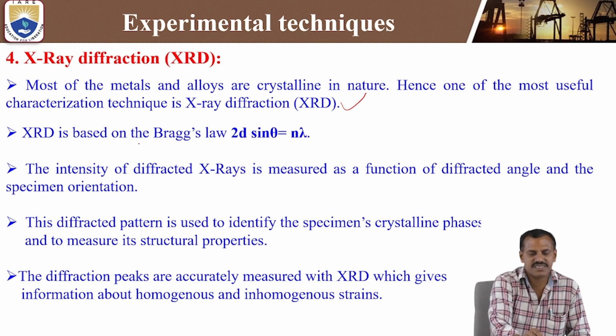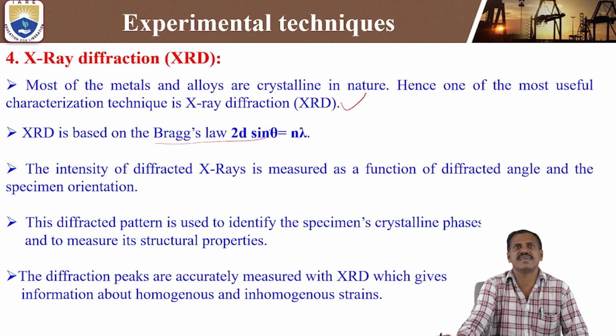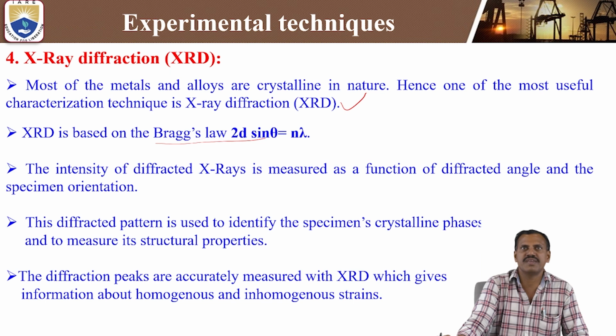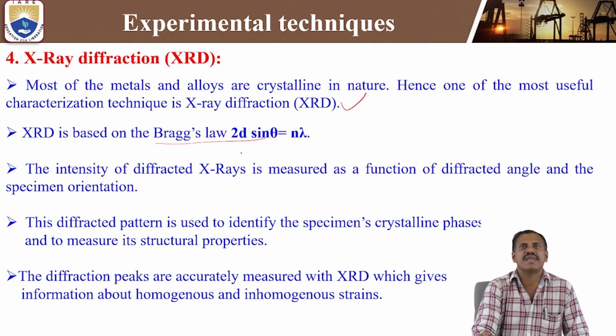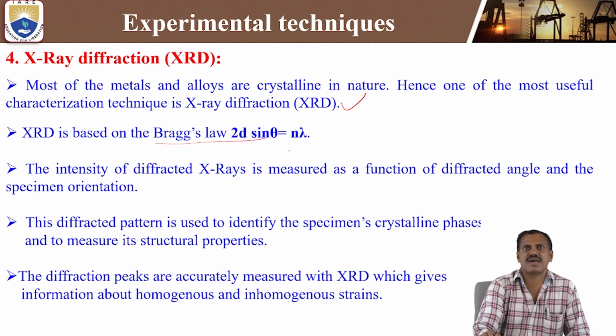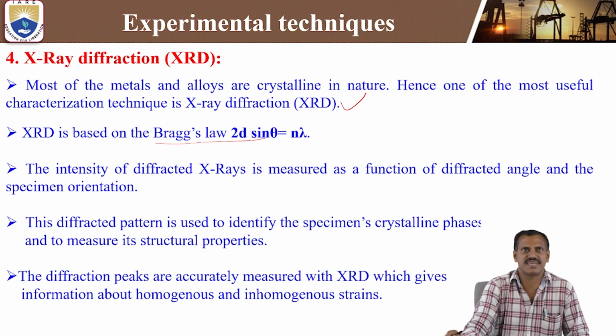XRD is based on Bragg's law. The main principle of XRD is Bragg's law, that is, 2d sin theta equals n lambda. Here n is an integer, 1 or 2: first order, second order, or third order. Lambda is the wavelength, d is the interplanar distance between the two planes, and theta is the diffraction angle. That is 2d sin theta equals n lambda. This is Bragg's law. By using Bragg's law, we can calculate the XRD profile, the XRD curves.